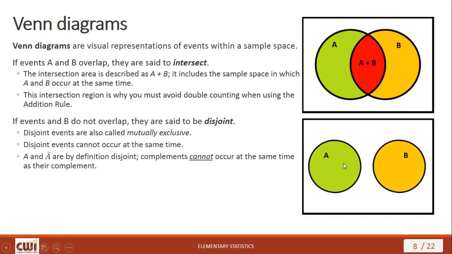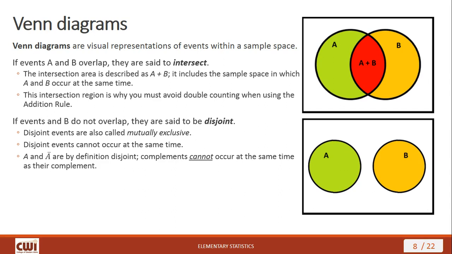There are occasions where events A and B will not overlap. So where there is no overlap, there's no intersection, and events A and B are said to be disjoint. Disjoint events are also called mutually exclusive events, meaning if you have A, you're not going to have B. If you have B, you're not going to have A. They don't exist together. They cannot occur at the same time.